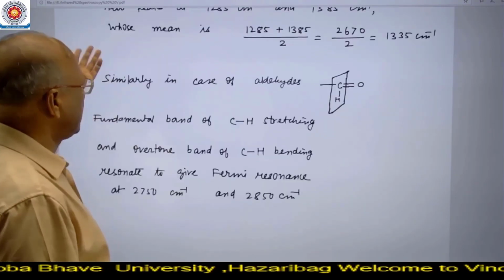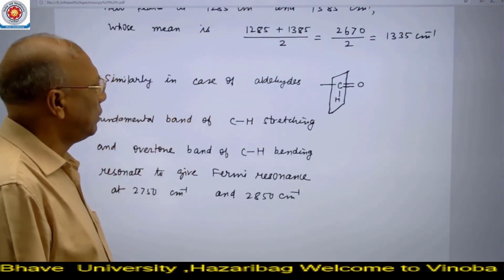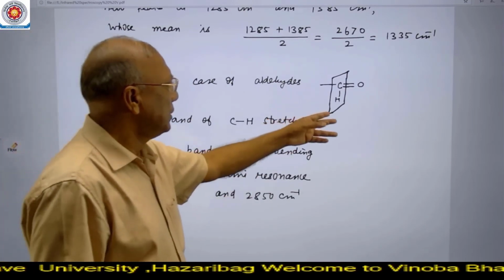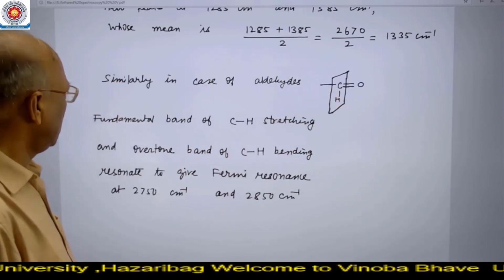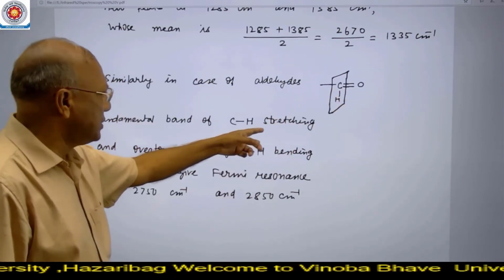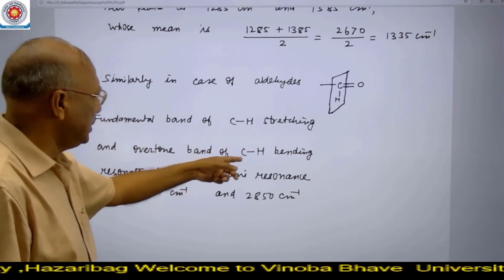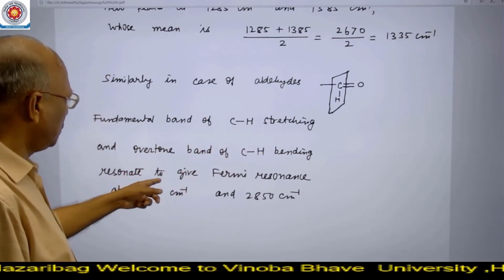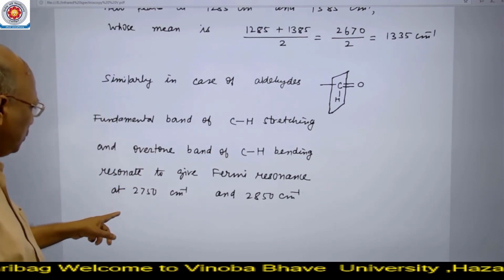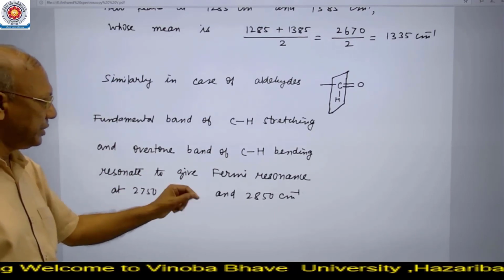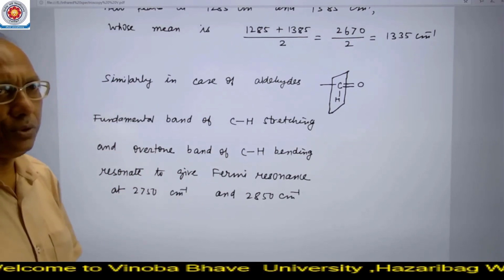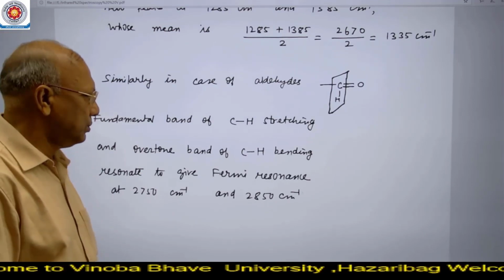Similar to this example, another example is aldehyde. This is the CH bond. The fundamental band of CH stretching and the overtone band of CH bending resonate to give Fermi resonance at 2750 per centimeter and 2850 per centimeter.